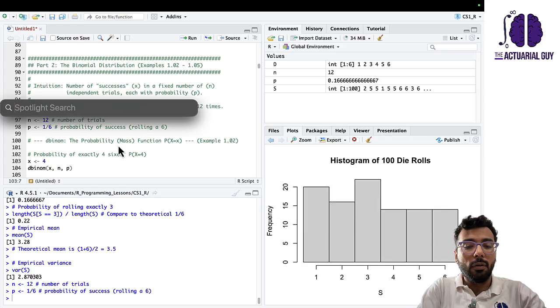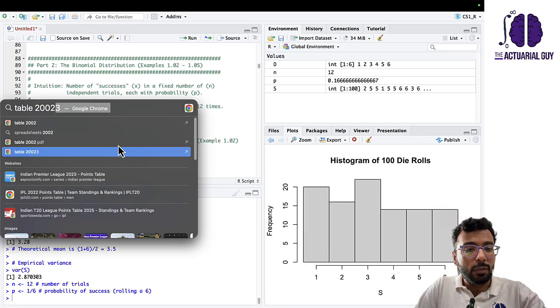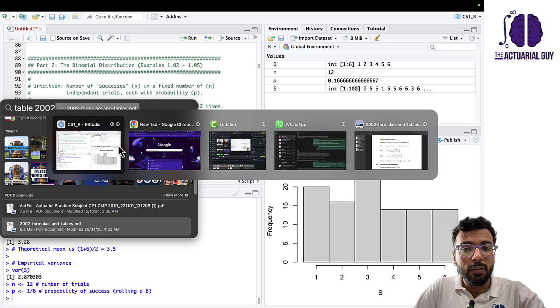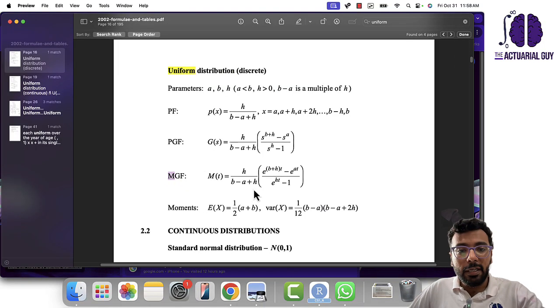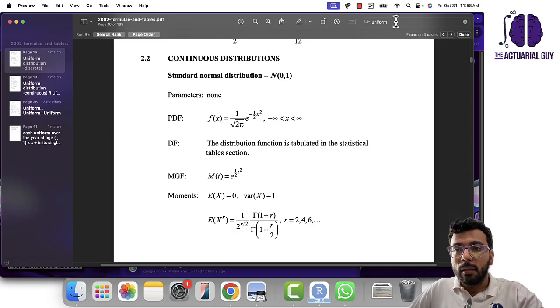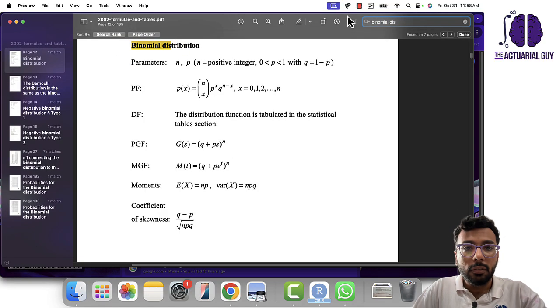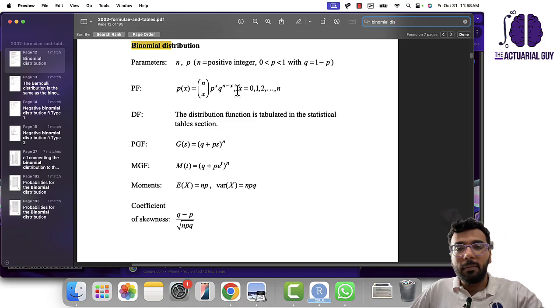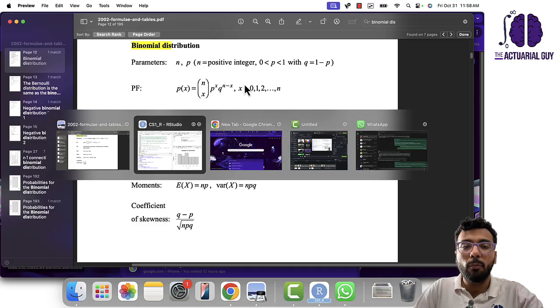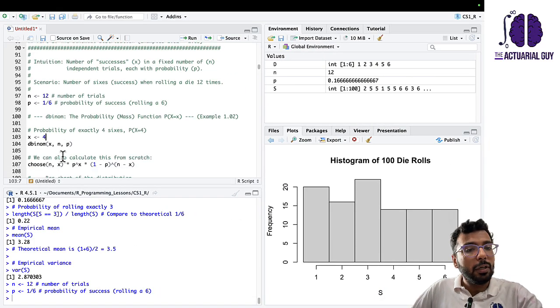If you remember the PDF of a binomial distribution, and if I quickly refer to the formula and tables book, you will notice that the PDF is nCr or nCx, p to the power of x, q to the power of n minus x, right? So one way to calculate the probability is substituting x as 4, n as 12 and p as 1/6, and q will be 1 minus 1/6. Once you do that, you can get the probability, and that's how we do it in paper A. So you can do it here as well.